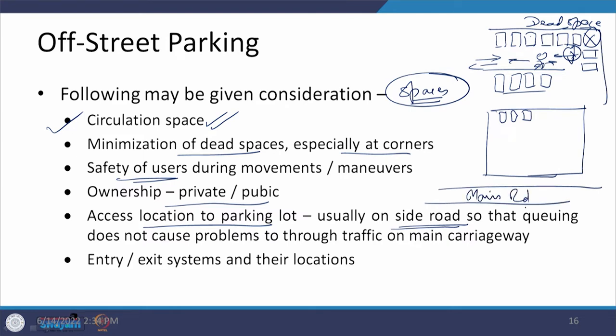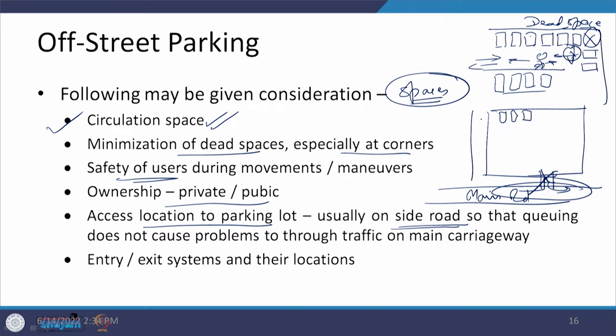Now, how should we provide the access to this area? If we are going to provide access to this area from the main road, then it means there is going to be queuing here as well as at this point. So, this whole area is going to be choked, and this will create a problem to the vehicles which are moving on the main road. So, this should not be done.